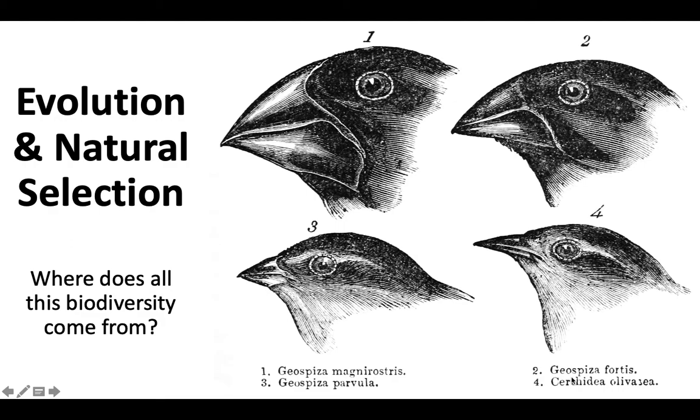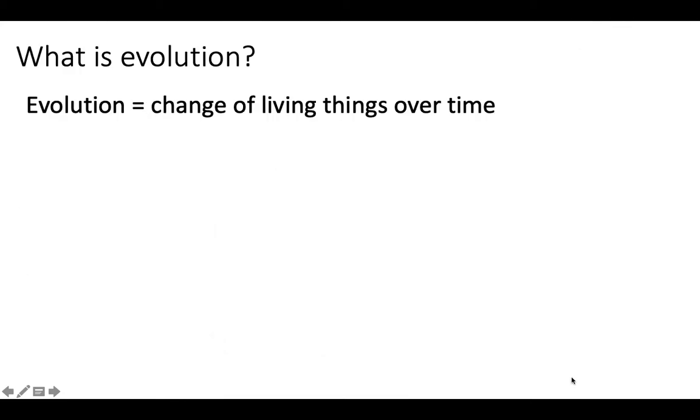G'day, mates! Today we're going to talk about evolution and natural selection to get at this question: where does all the biodiversity come from? These millions of species of animals and plants and fungi on the planet, where did they arise from? The answer is evolution. So evolution simply is just the change of living things over time.